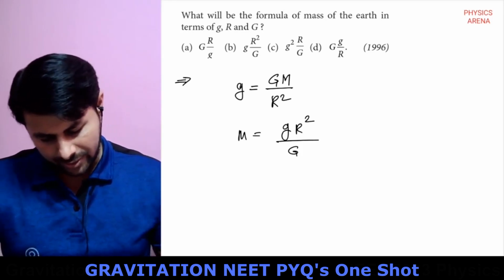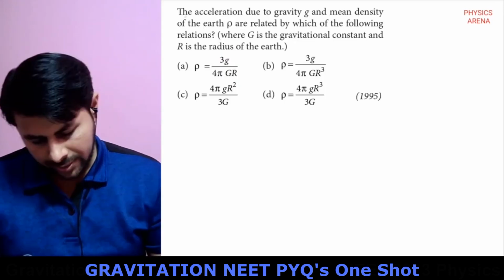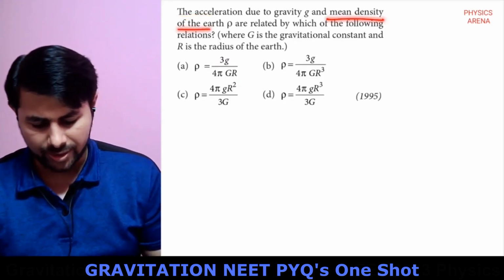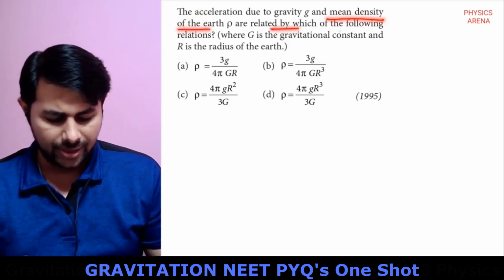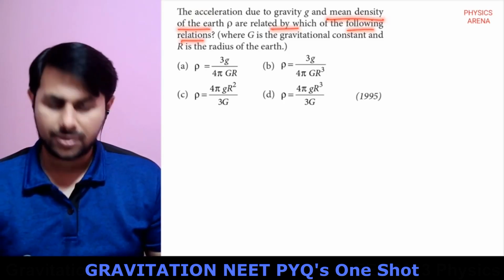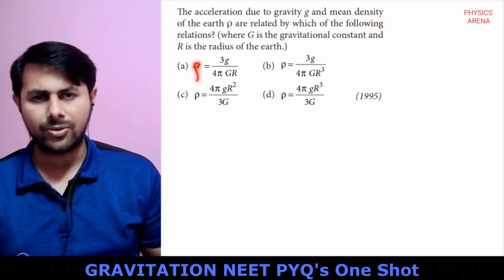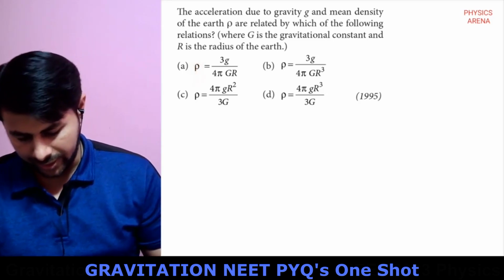Okay, it is option B. The acceleration due to gravity g and mean density of Earth rho are related by which of the following relations? So we know that relation, but they have asked about rho, not g.